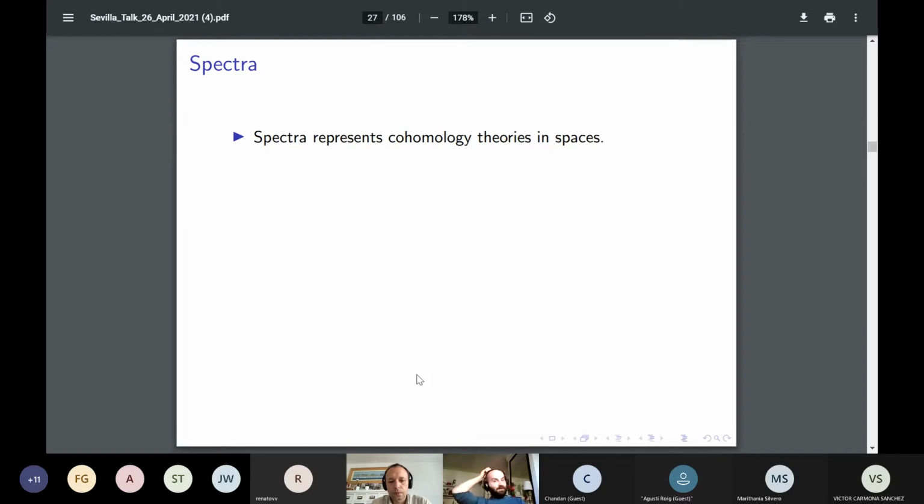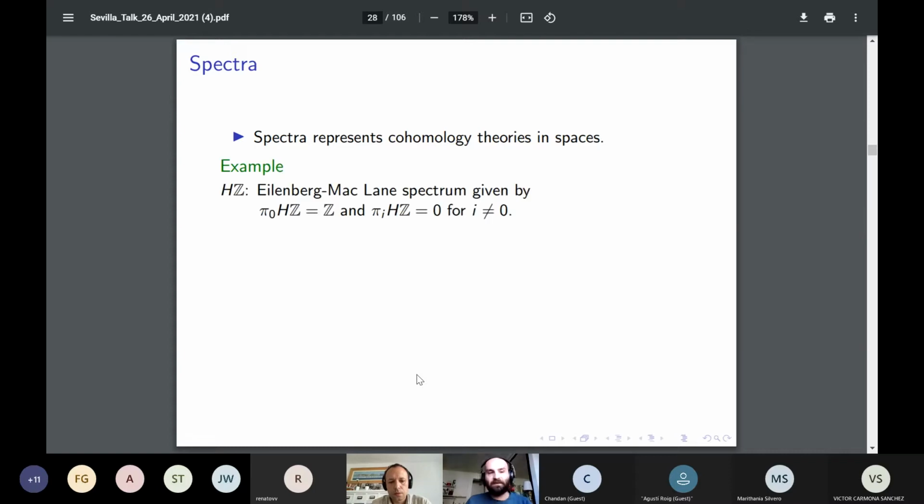An important fact about spectra is that spectra represent cohomology theories on spaces. For example, there is this spectrum called the Eilenberg-MacLane spectrum, which is uniquely defined by the property of having all its homotopy groups trivial except for the integers concentrated in degree 0. So the rest of the homotopy groups are trivial. This is analogous to Eilenberg-MacLane spaces, basically. It's the spectrum version of Eilenberg-MacLane spaces, but we consider this in degree 0.